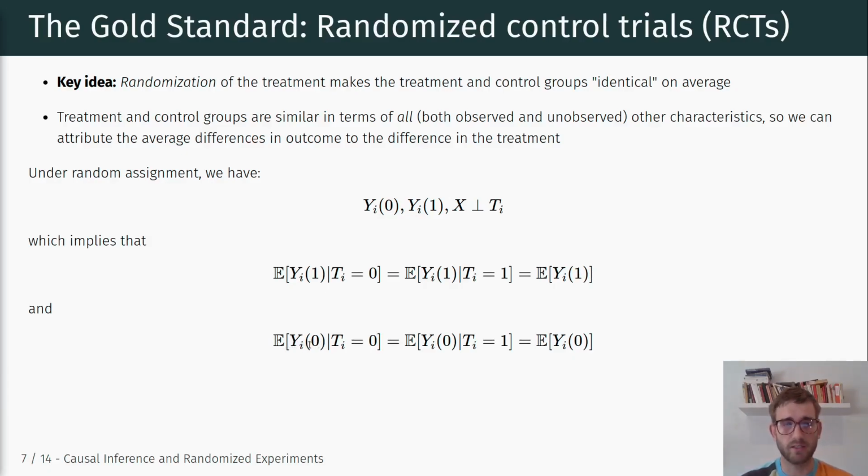Here we have the expectation of the potential outcomes for observations that were assigned to control, here for the observations that were assigned to treatment, and those potential outcomes are equal because treatment assignment is independent of the potential outcomes themselves, and so they're basically equal to the overall expectation of the potential outcomes in the control. Okay, why is this important?